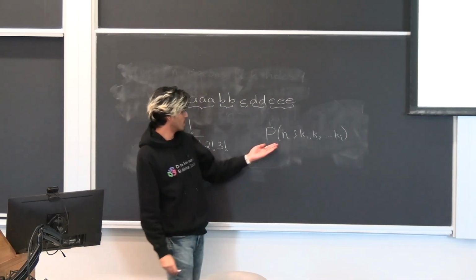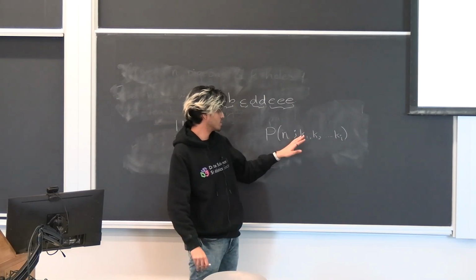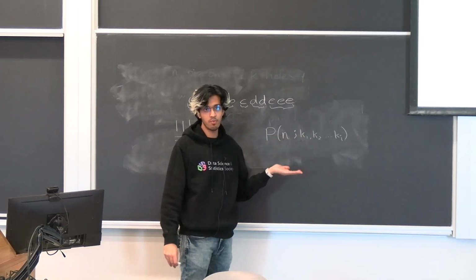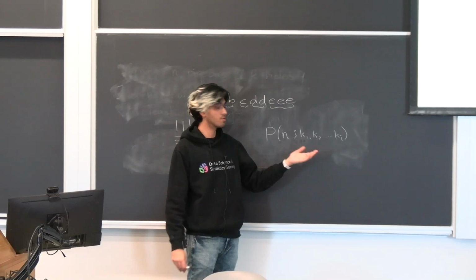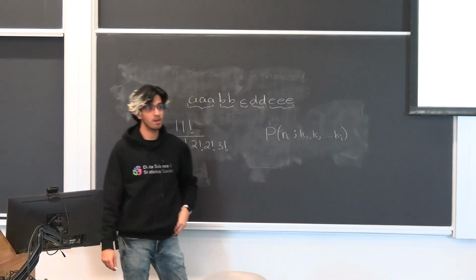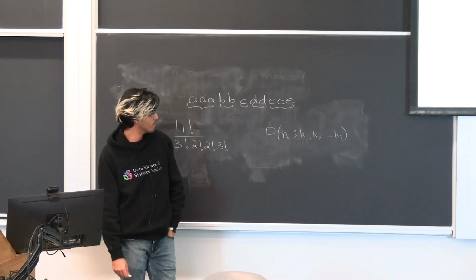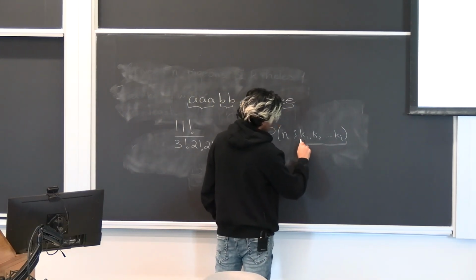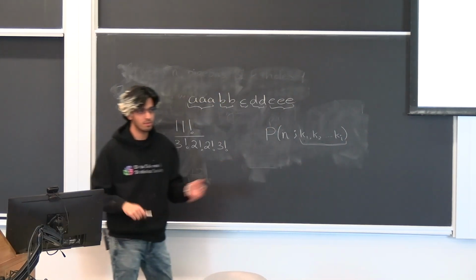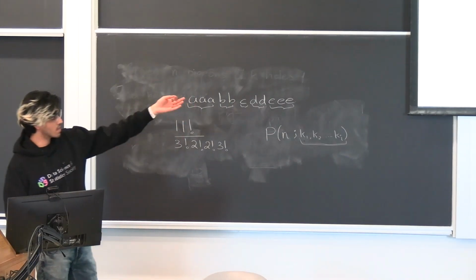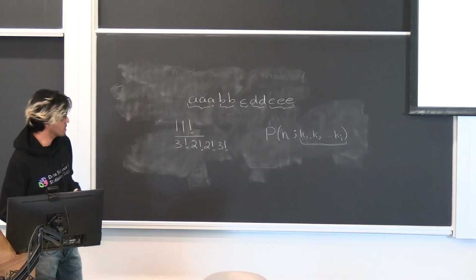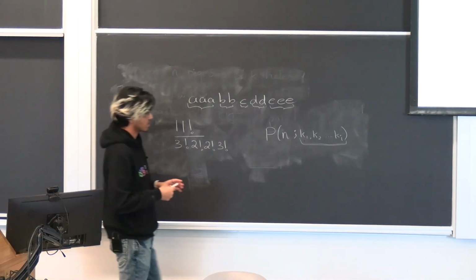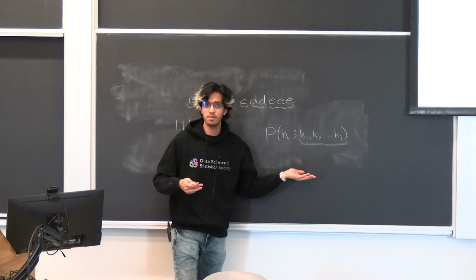Where you're trying to permute n items, where there's k1 items of type 1, k2 items of type 2, all the way to ki items of type i. There's one restriction here: the sum of all of these ki's should be equal to n. Any number, or any character in the word, or any item in the sets must belong to some type, right?